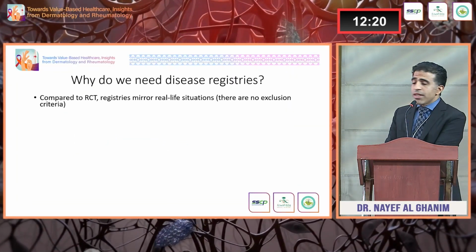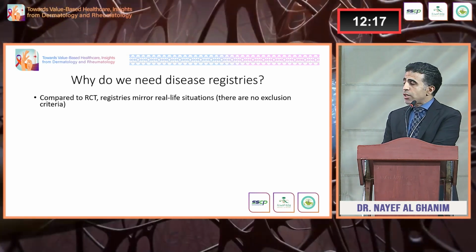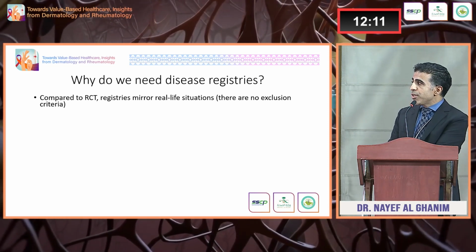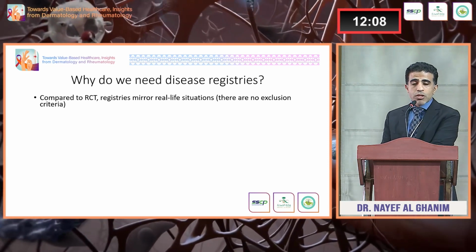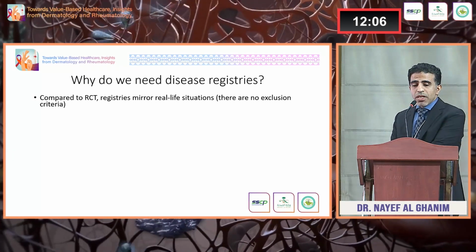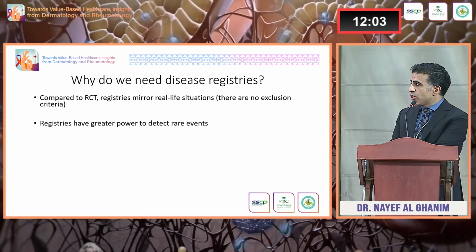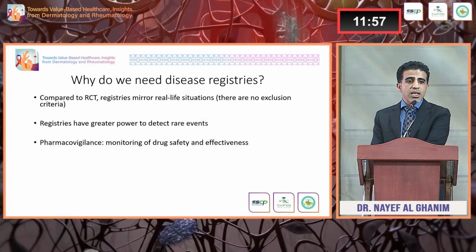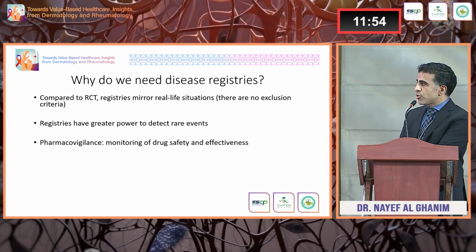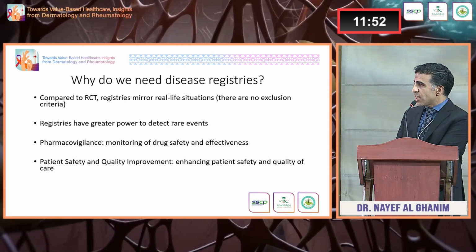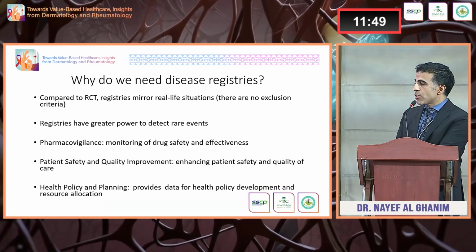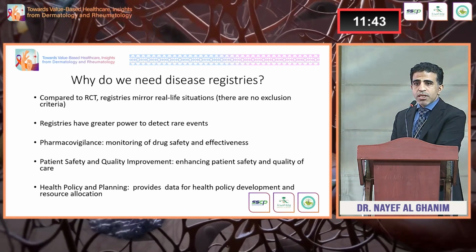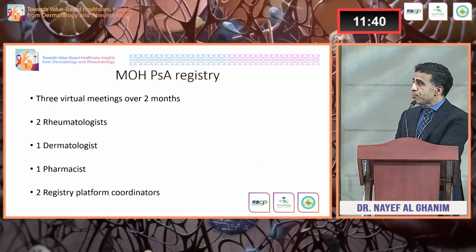In addition to that, unlike randomized controlled trials, registries usually represent real-life situations. Randomized controlled trials usually exclude many patients with comorbidities. Also, registries will help us detect rare events. For example, we wouldn't know that anti-TNF caused TB reactivation without registries. Pharmacovigilance: it will also help us with enhancing safety and quality, and it will help the Ministry of Health to develop new policies and for resource allocation.